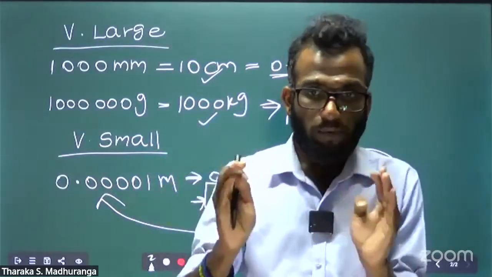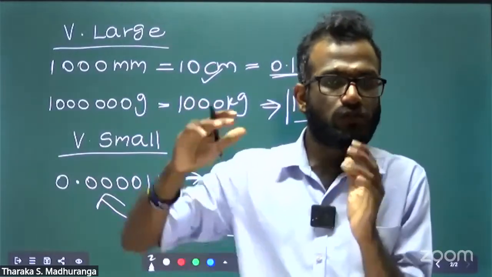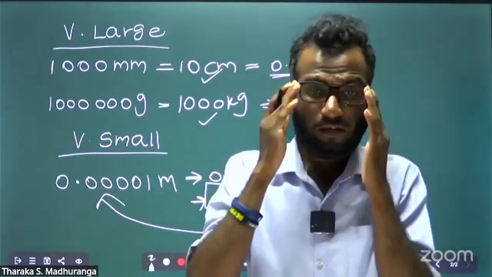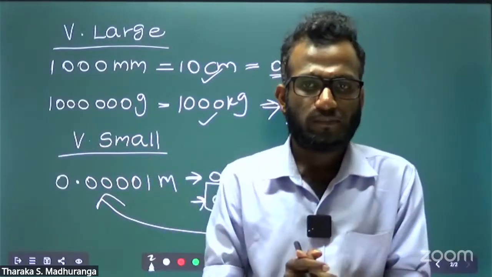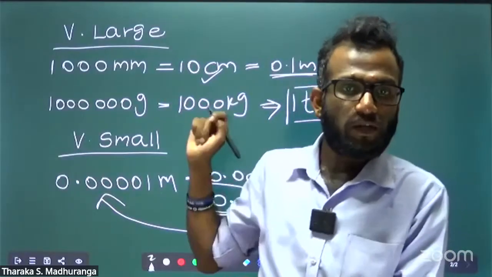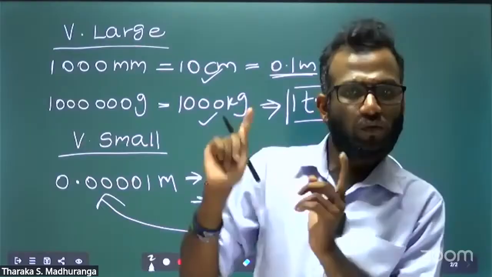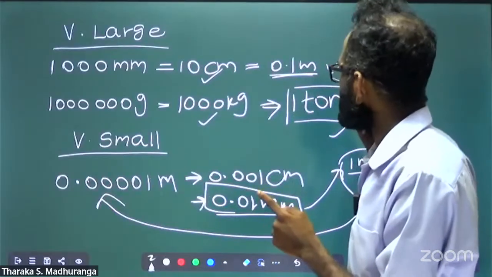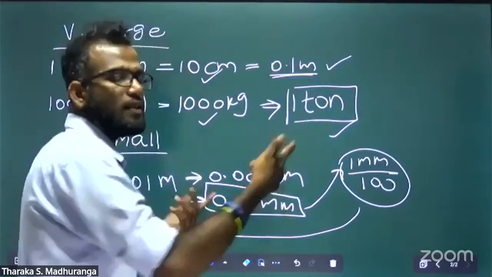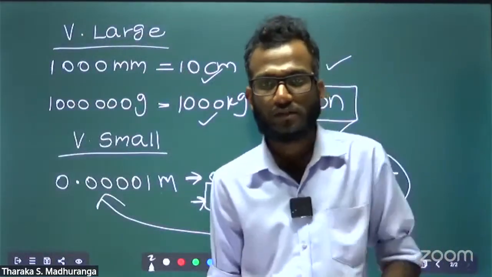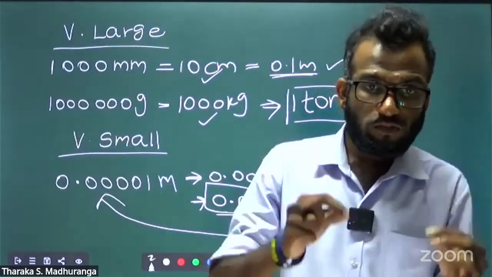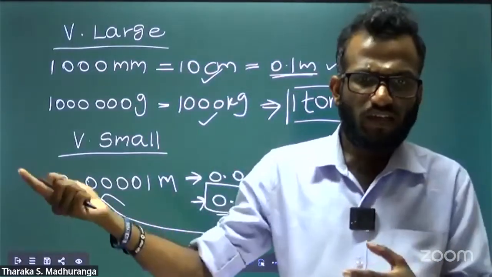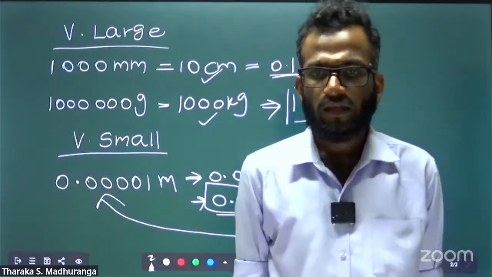If any measurement is too large or too small, we can express these measurements by different types of units. They are the prefixes. Centi is a prefix, kilo is a prefix. Actually, not kilogram, kilo is the prefix. Milli is a prefix. If any measurement is too small or too large, we can express it by different words. These words are the prefixes in physics.